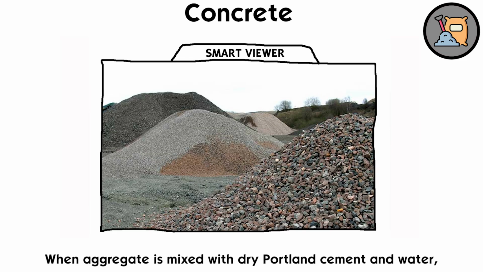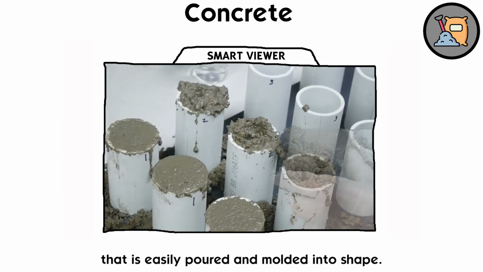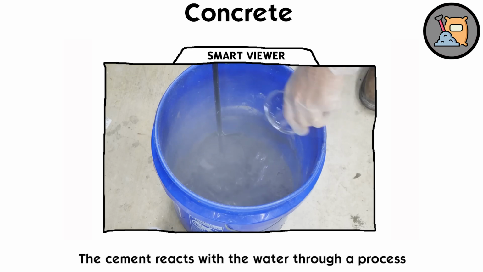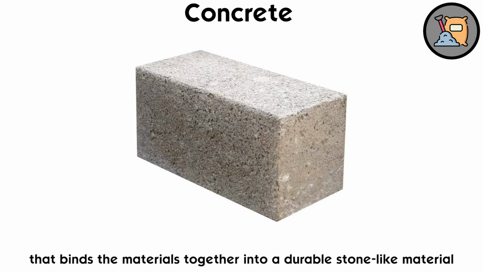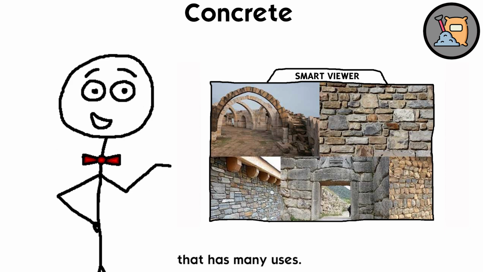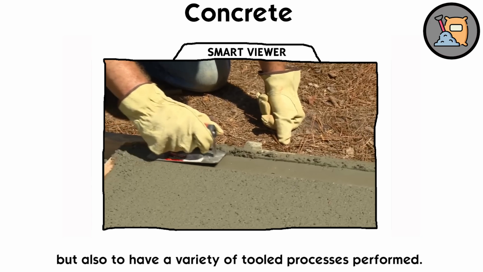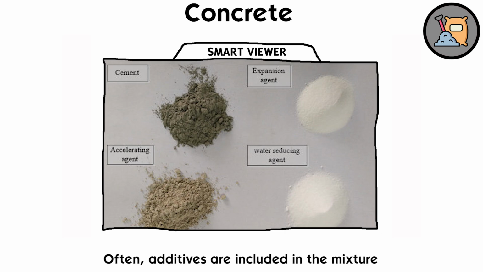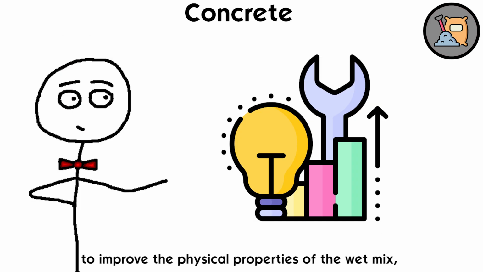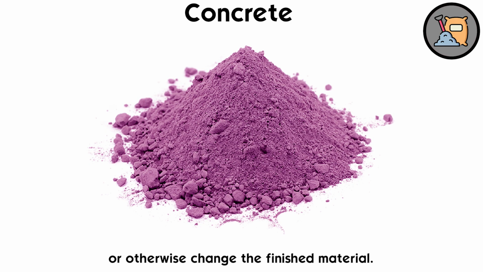When aggregate is mixed with dry Portland cement and water, the mixture forms a fluid slurry that is easily poured and molded into shape. The cement reacts with the water through a process called concrete hydration that hardens it over several hours to form a hard matrix that binds the materials together into a durable stone-like material that has many uses. This time allows concrete to not only be cast in forms, but also to have a variety of tooled processes performed. Often, additives are included in the mixture to improve the physical properties of the wet mix, delay or accelerate the curing time, or otherwise change the finished material.